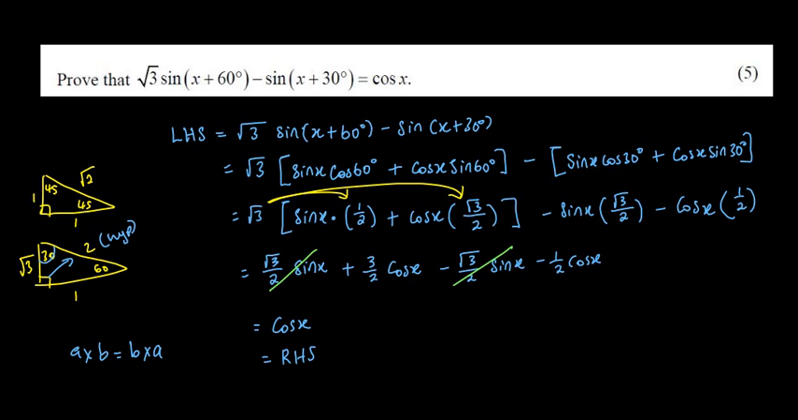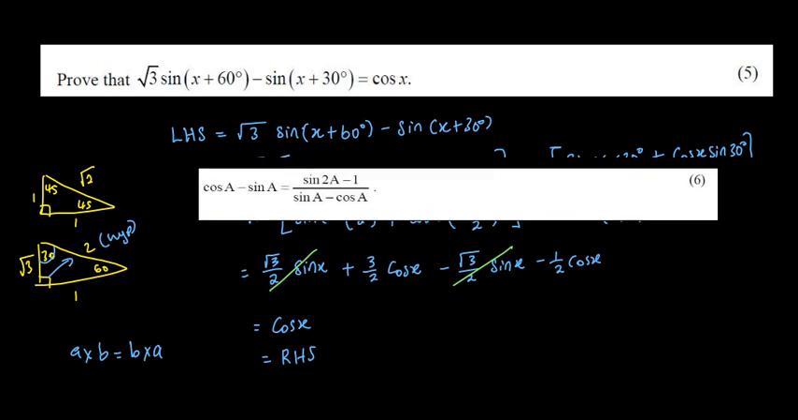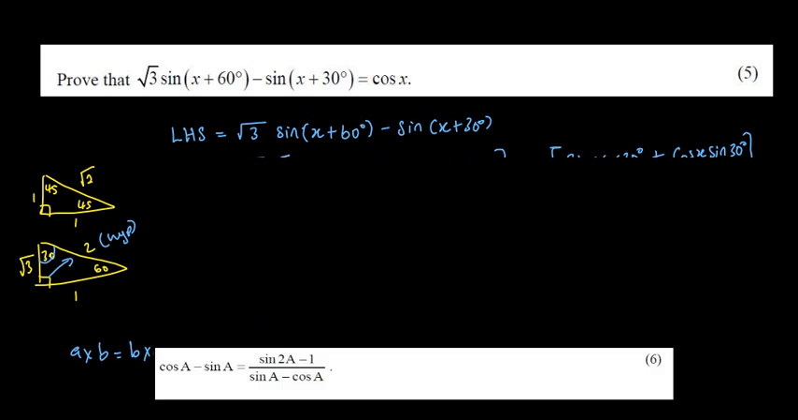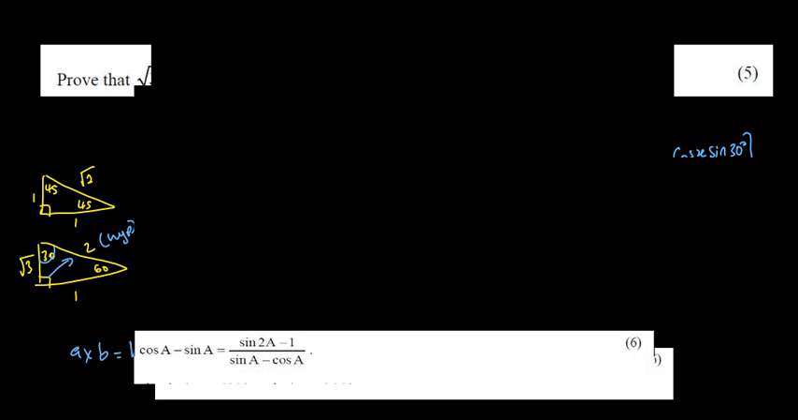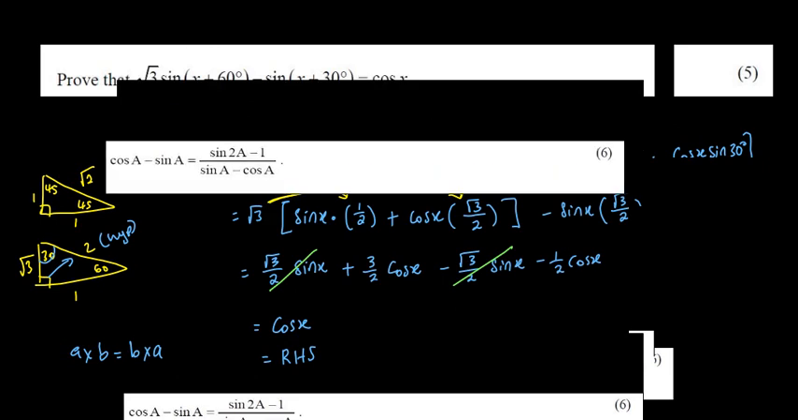Next question, we have the following. Prove that the left hand side is equal to the right hand side. So meaning that we must prove that cos A minus sin theta is equal to that there. So I'll give you 5 minutes for that, since it's a 6-mark question, and then we can discuss it. Prove that the left hand side is equal to the right hand side.